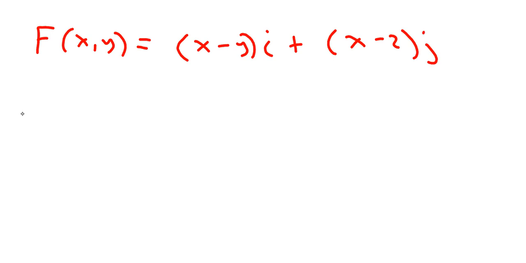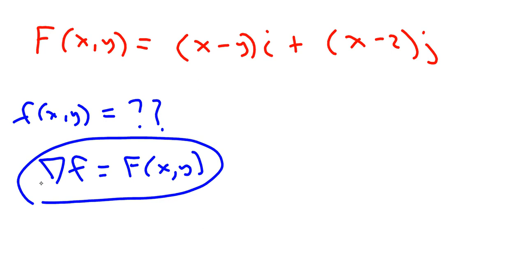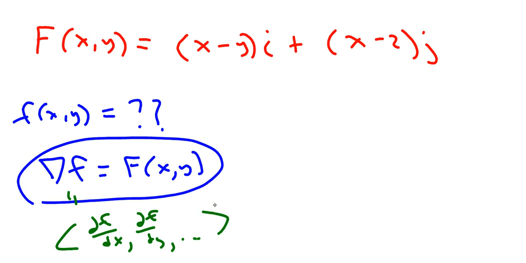So is there a function f of x comma y, which equals some stuff over here, such that the gradient of f would equal F of x comma y? That's what we're hoping for. We want this to be true. Okay, so remember, a gradient vector, by definition, is the partial derivative of f with respect to x, and the partial derivative of f with respect to y, and there might be more components if needed. In this case, we just have two variables.